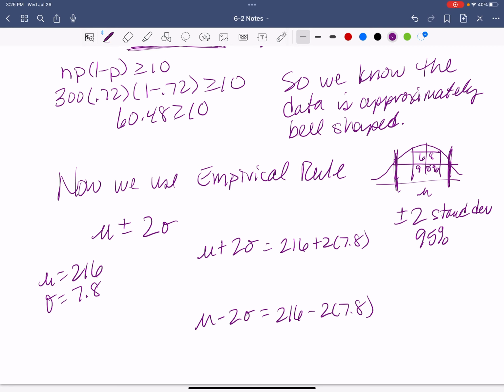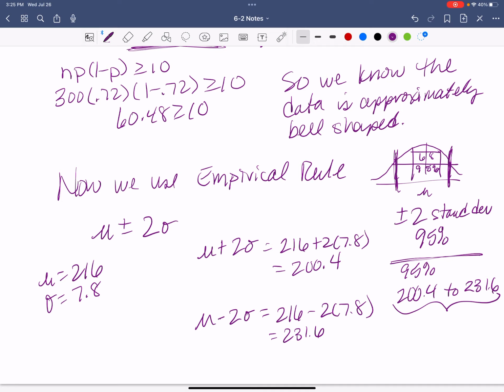So 2 standard deviations up, it'll be 231.6. Two standard deviations down is 200.4, right? So then I know that I'm within 95% of my data. So 95% of my data is going to go from 200.4 to 231.6. That's 95% of my data.